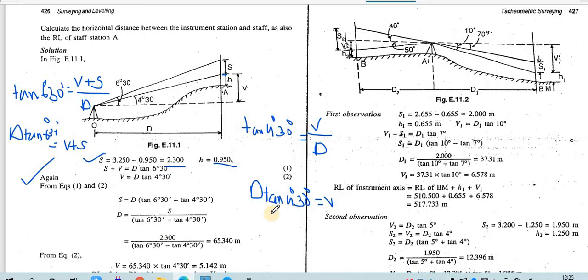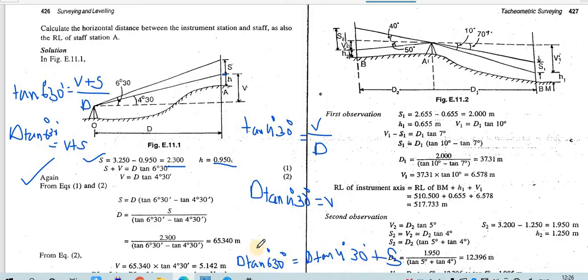So we'll put the value of V as D tan 4 degree 30 minutes. The final equation which is coming out is D tan 6 degree 30 minutes equals, instead of V, we are putting this value, D tan 4 degree 30 minutes, plus S. Okay, so now by using this formula, we can easily calculate the horizontal distance.